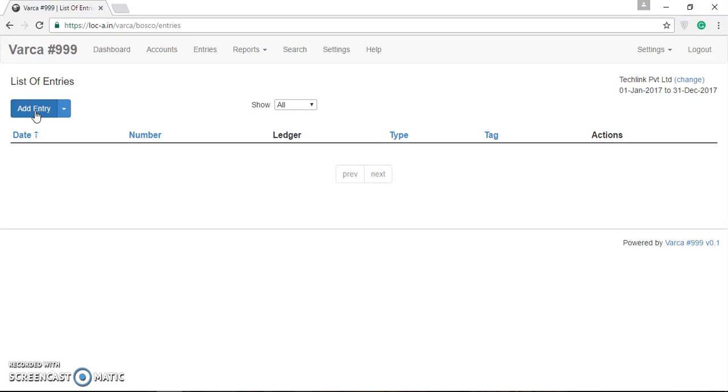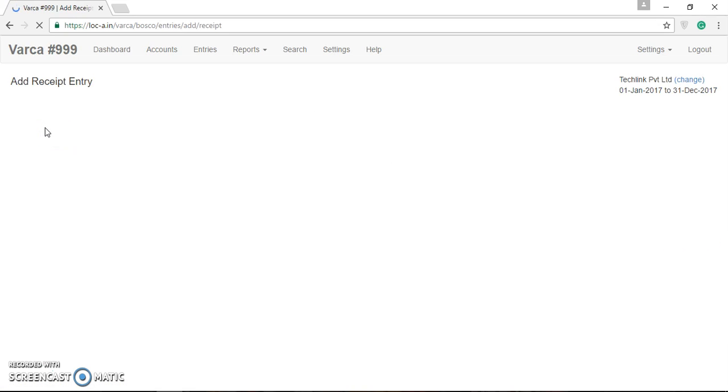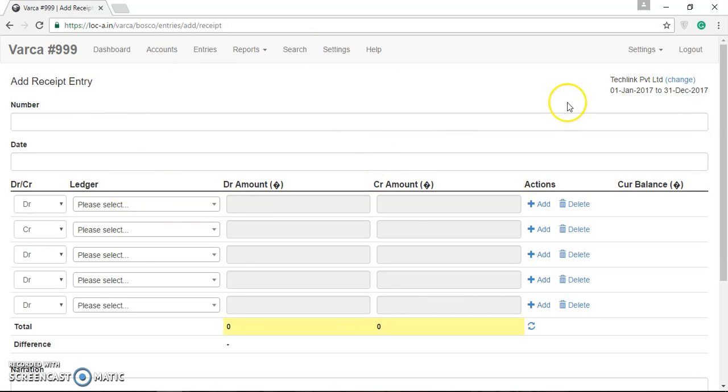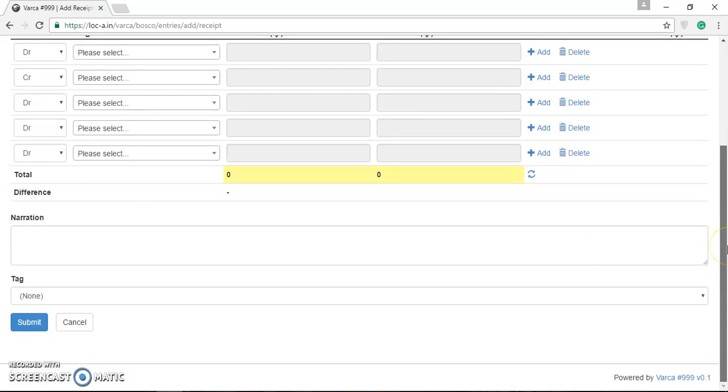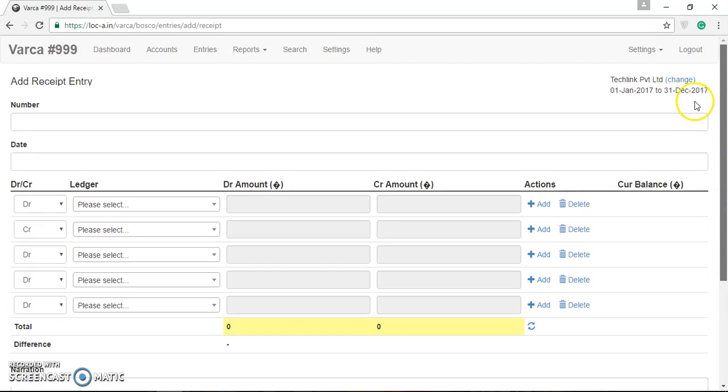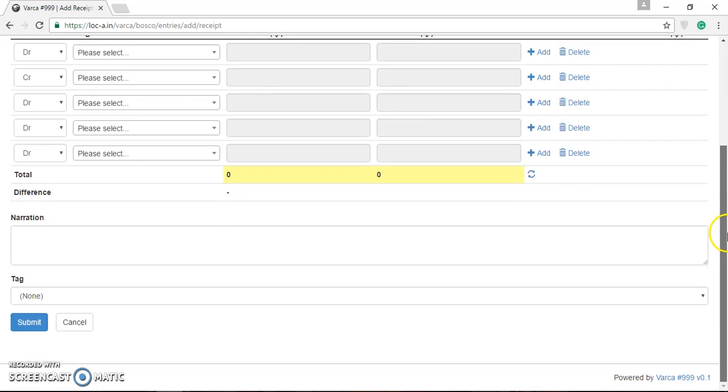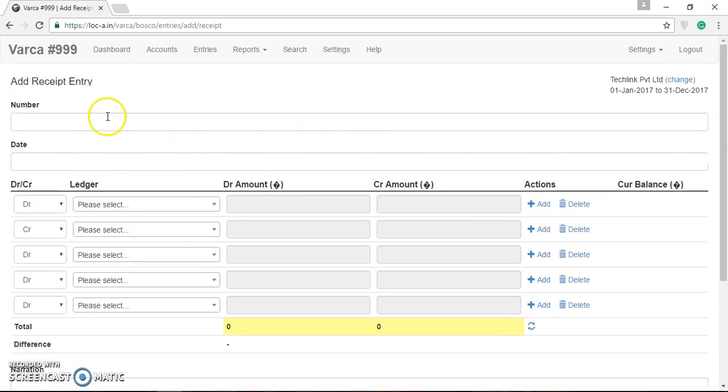So the first entry, let me go to add entry. Here we use this drop button and we have a few transactions listed which are receipt, payment, contra and journal. So first transaction I would just choose receipt. So I am directed to this page where the details of the transaction can be entered as well as entries can be made.